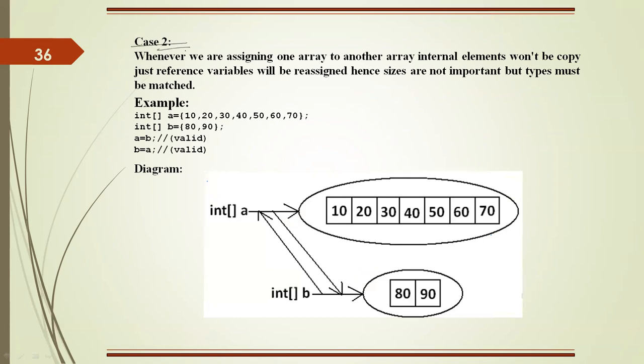Case 2. Whenever we are assigning one array to another array, internally the elements won't be copied, just the reference variable will be reassigned. Hence, sizes are not important, but the type must match. Suppose we have an int array with a size, and reassigning is there. Like A is declared with this size and B is assigned with this size. Then you can assign A to B, or B to A. Here the assignment is going left to right. So assigning B to A, or A to B, is perfectly valid, not an invalid case.